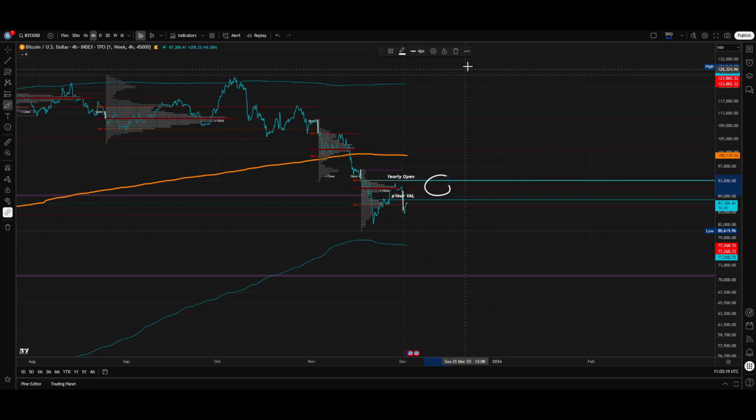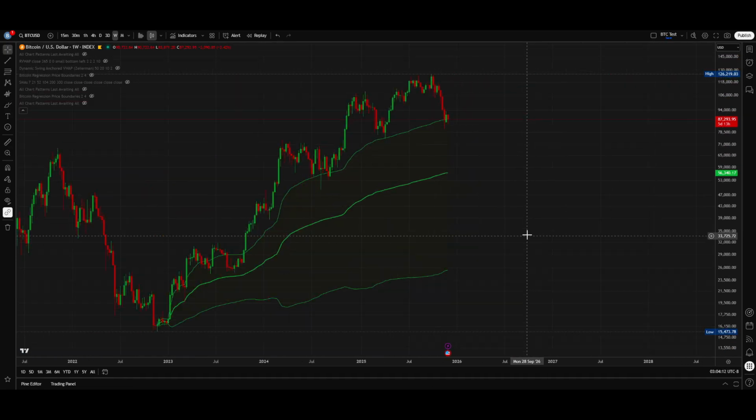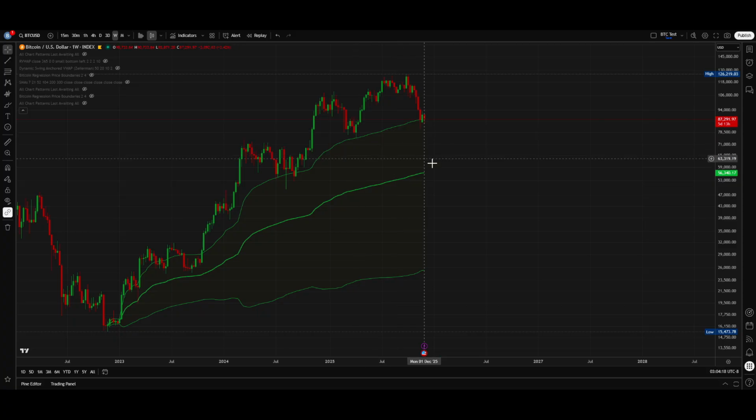This yearly open's critical. We've talked about it before. We really got to reclaim that. So there's our cycle low VWAP, right? That's right from the bottom of the cycle. Checking in with it's fine. That's good. Holding above it, that's bullish.